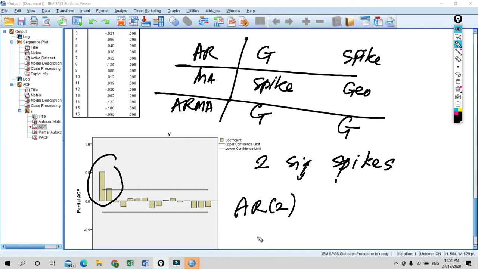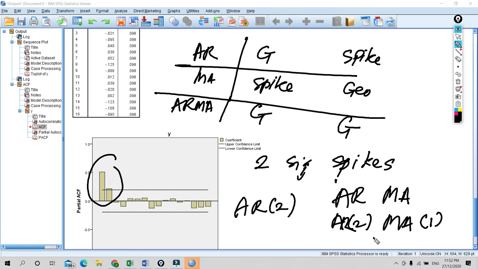So by looking at this model, we can say that most probably the model is an AR model, AR2. But what if I assume that the model here is an ARIMA model? Just now we have AR2. Let's say I want to combine AR2 and an MA model. Let's say I want to put MA1.